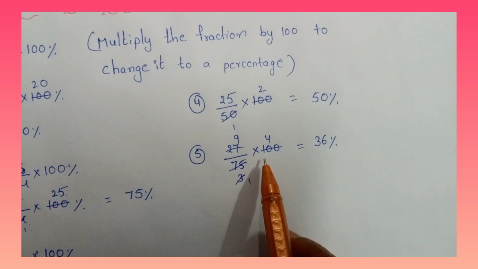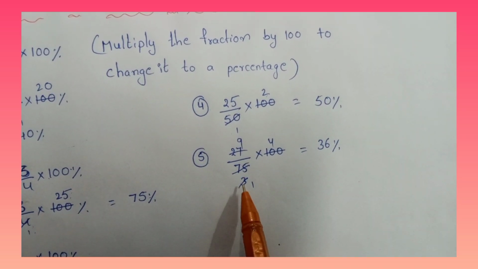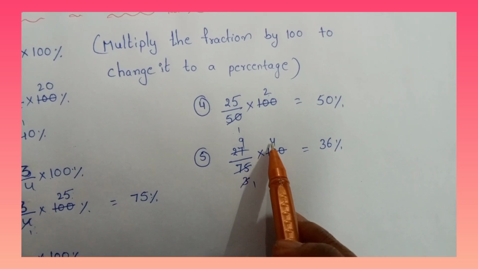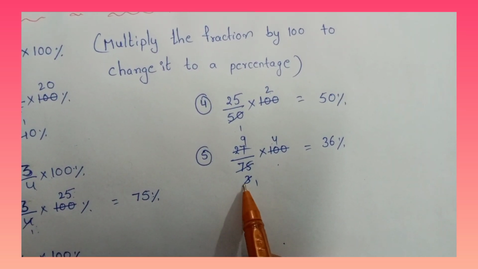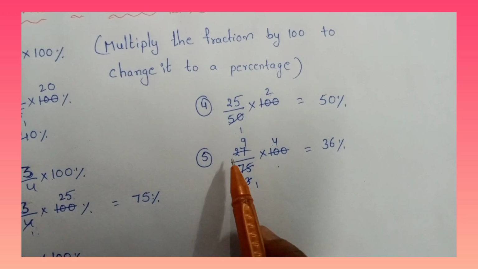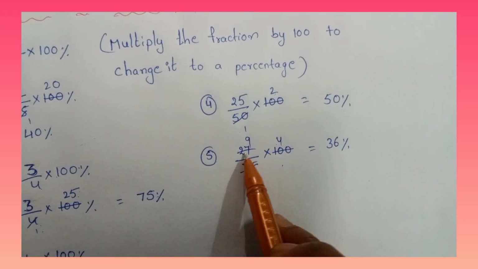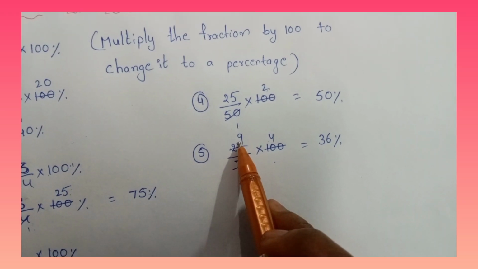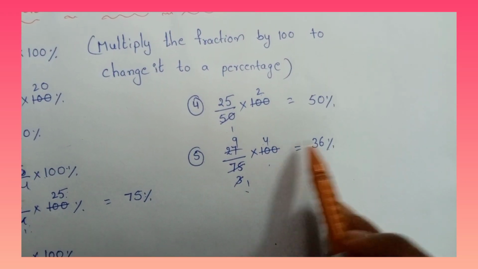75 and 100, we will reduce it. 25 threes are 75, 25 fours are 100. Then here 27, here 3. Again these two are reduced. 3 ones are 3, 3 nines are 27. Remaining 9 and 4. 9 fours are 36.